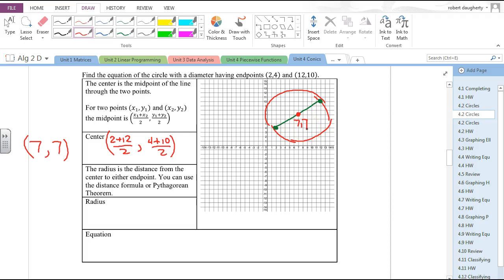Okay. Now I need to figure out what? I know the center, what else do I need? Radius. The radius is the distance from the center to anywhere on the circle, okay? So I need to find the distance from 7, 7 to either one of those points. Okay. So there are a couple ways of doing this. You can use the distance formula, or you can just use the Pythagorean theorem. So if you've got the point 7, 7, and you've got the point 12, 10, you can just draw a triangle.